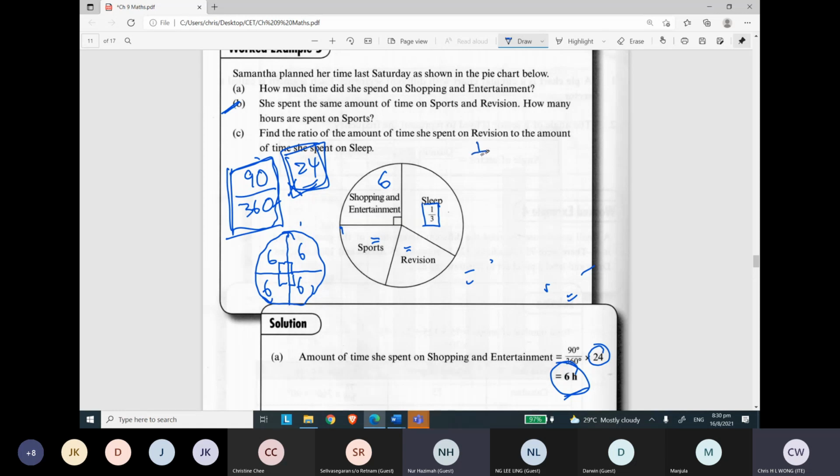You need to take 1/3 times how many hours per day? 24, right? Give you what? That's why it gives you 8. Am I right? This is 8. Yeah. Is it okay? 8, right? Yeah. Now the whole day is 24.